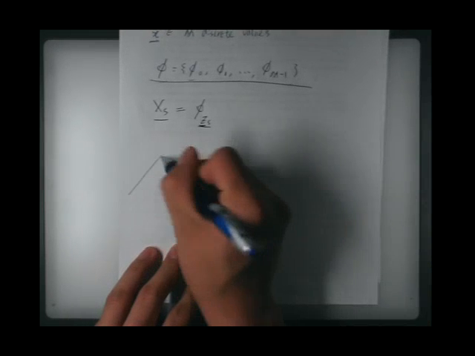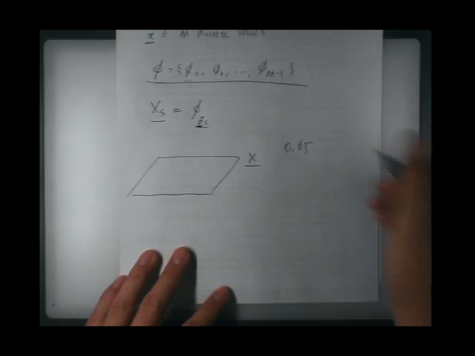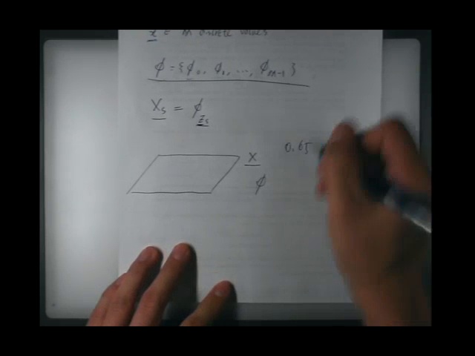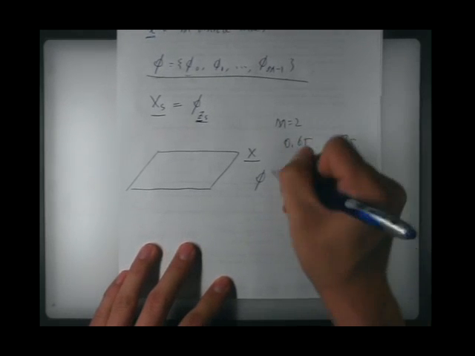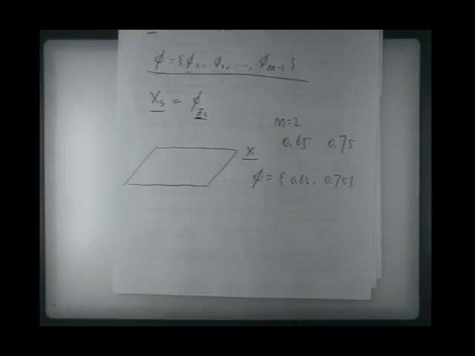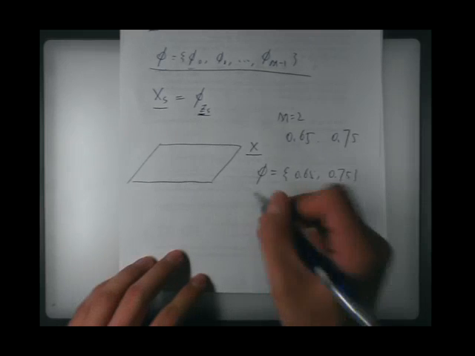I'll draw a figure to illustrate it more clearly. So we have X, right? X is the image we estimated. This image has to equal two values. One is like 0.65, one is 0.75. So m equals 2. We have the vector C equals 0.65, 0.75. And we have a labeling variable Z here.